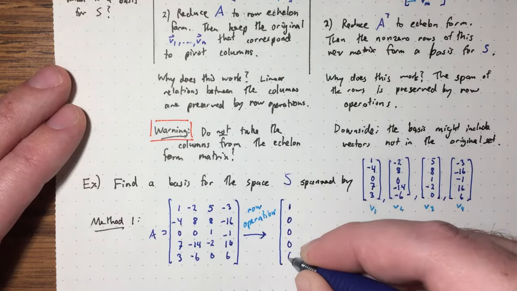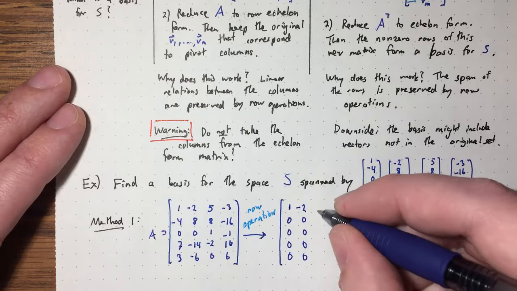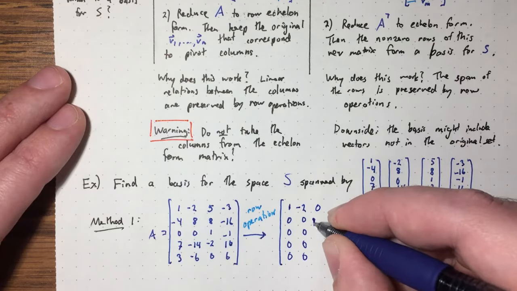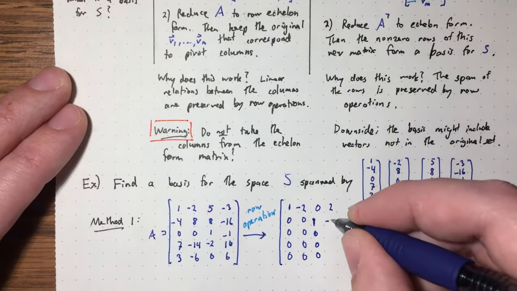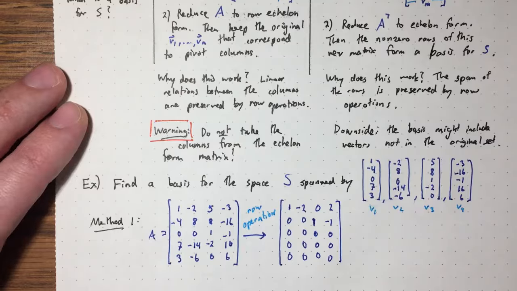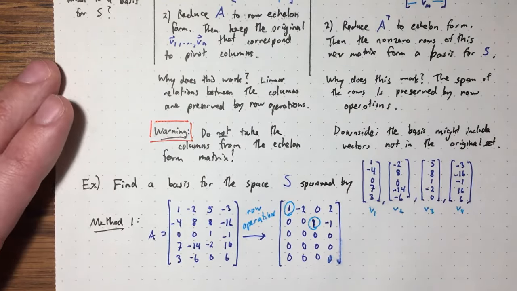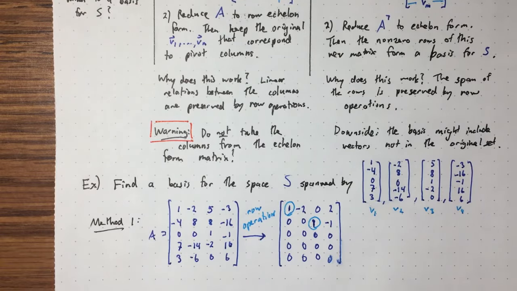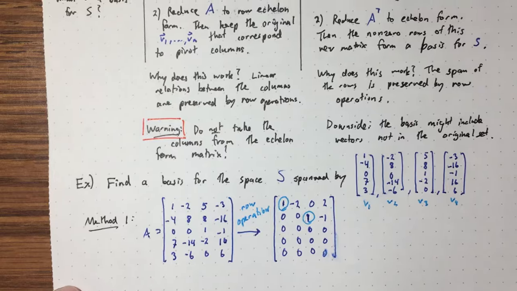1, 0, 0, 0, 0, -2, 0, 0, 0, 0, 0, 1, 0, 0, 0, and then 2, -1, 0, 0, 0. This is reduced row echelon form. Here are 2 pivots. Notice that above the pivots we only have zeros, and both the pivots are 1, so that's what makes it reduced. You don't have to go down to reduced row echelon form.